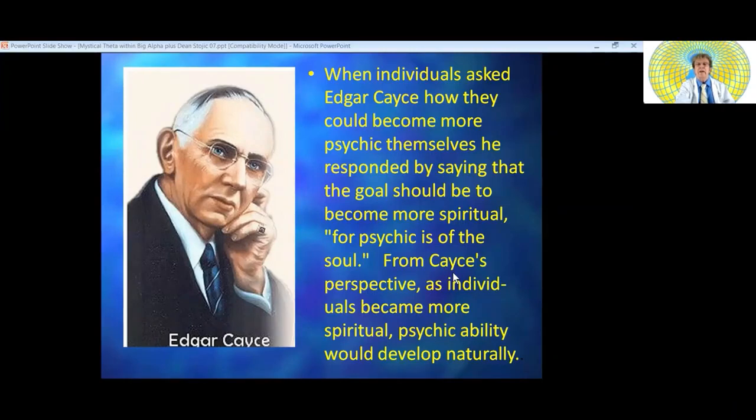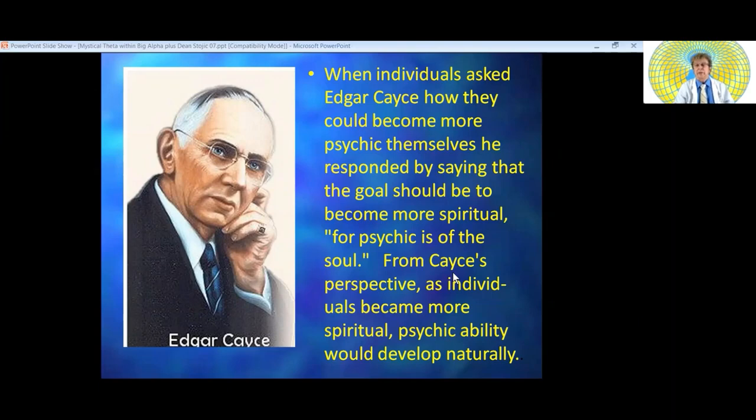When individuals asked Edgar Cayce how they could become more psychic themselves, he responded by saying that the goal should be to become more spiritual, for he said, psychic is of the soul. From Cayce's perspective, as individuals became more spiritual, psychic ability would develop naturally. Well, we can go beyond Cayce's perspective because we know some brain science now. In his lying down, eyes closed posture, he was not asleep, he was awake, but in a deep state. We know that he would be having theta brainwaves.